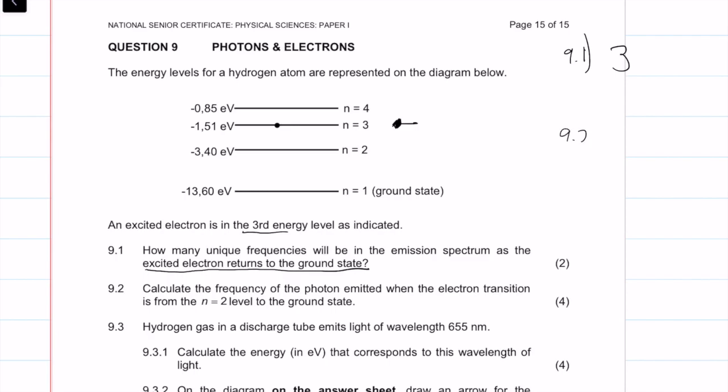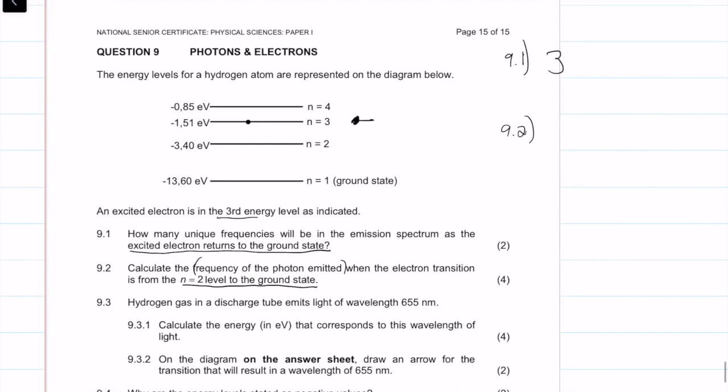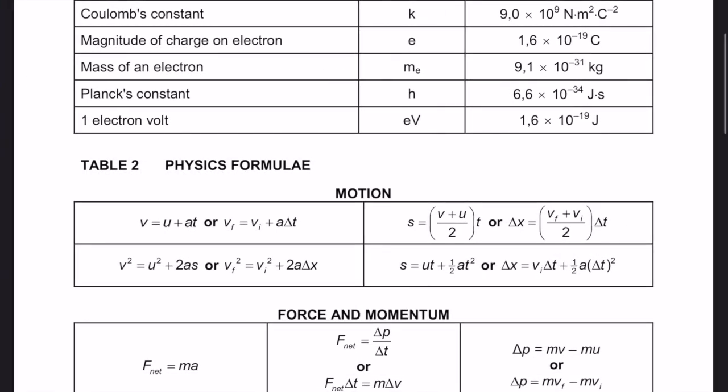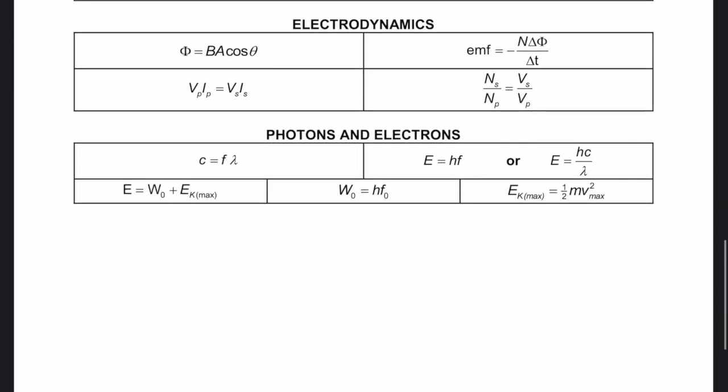Okay, so question 9.2, calculate the frequency of the photon emitted when the electron transition is from the n equals 2 level to the ground state. Okay, so we want the frequency of the photon emitted. So which equation can we use? Let's go to our formula sheet, and if we go to photons and electrons, there we go.